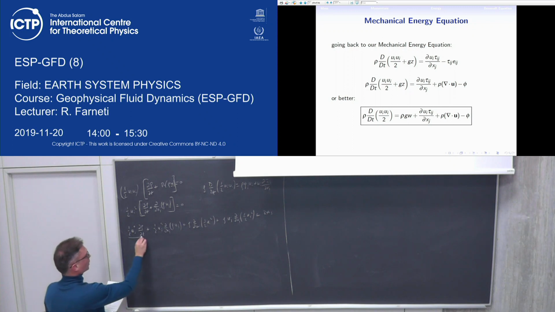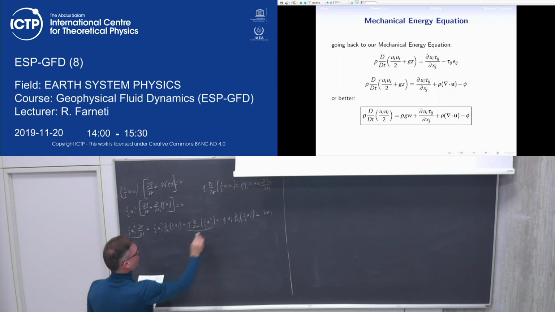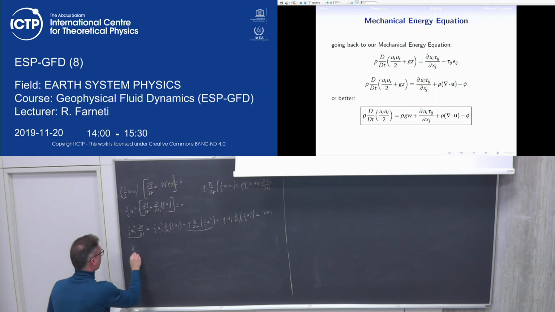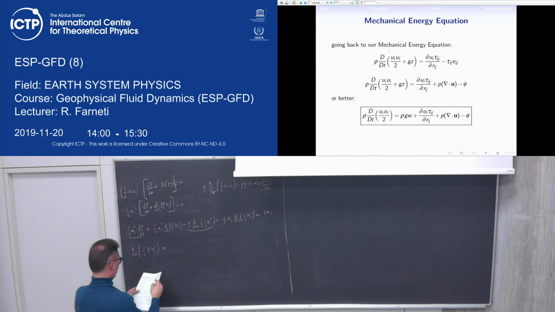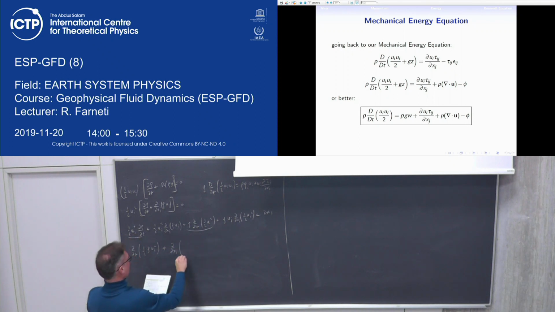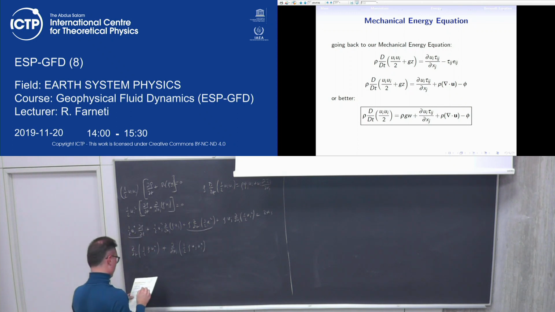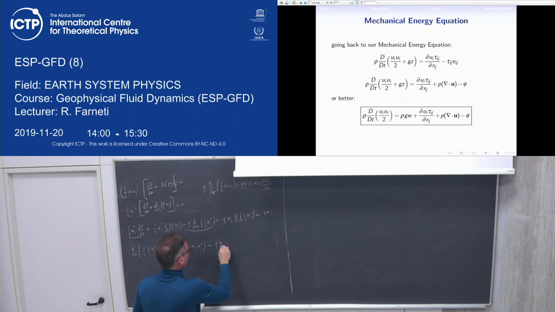So now I can take this term and this term, the two time derivatives, together, so ∂/∂t of half ρ u_i squared, plus the other two terms, so the ∂/∂x_j of half of ρ u_j u_i squared. And this is equal to the right hand side.